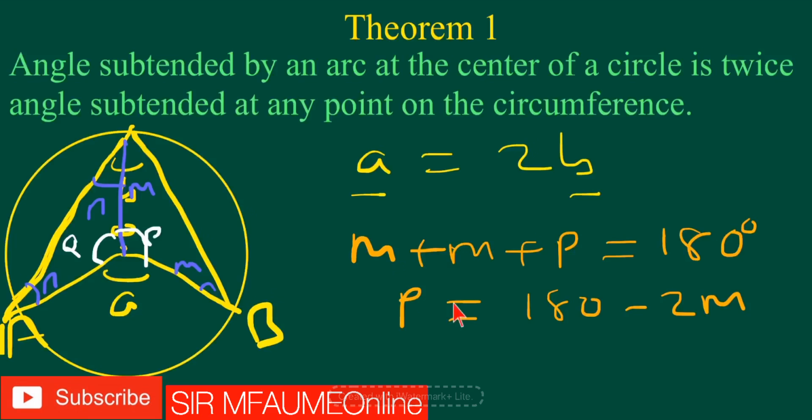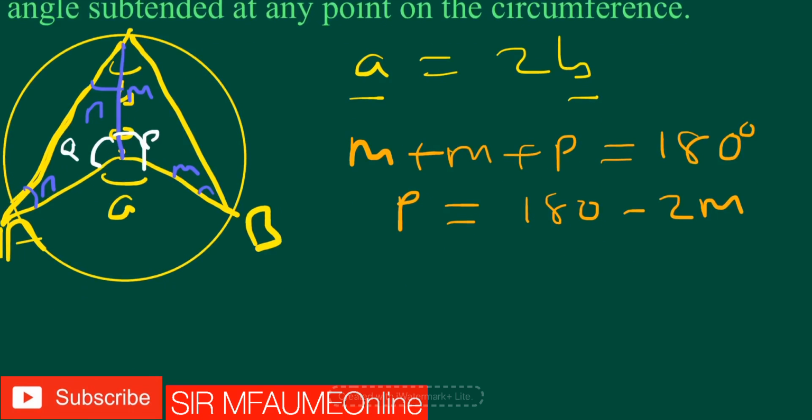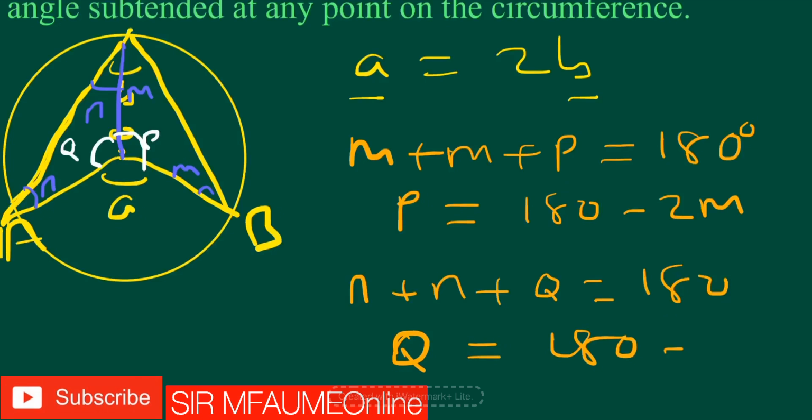That means when you take N plus Q, it must be equal to 1/8, because that is another triangle. Then from there I will find Q equals 1/8 minus 2N. Okay, but also do not forget, here we have point A. This one is point A.